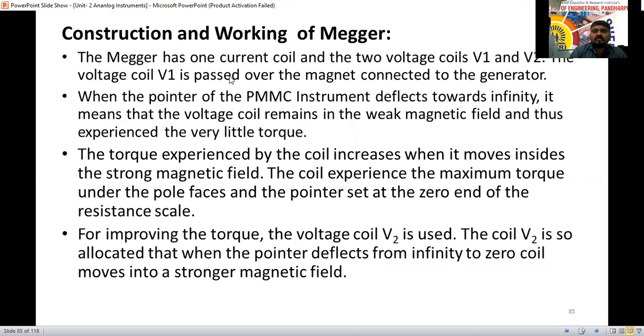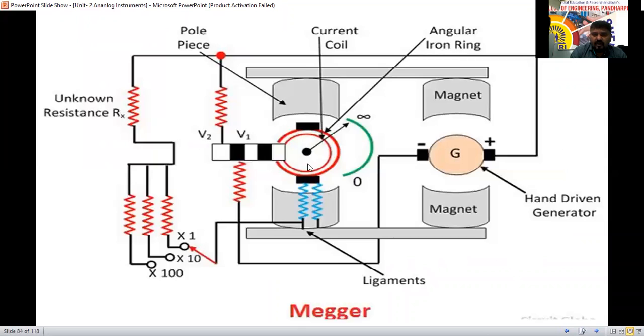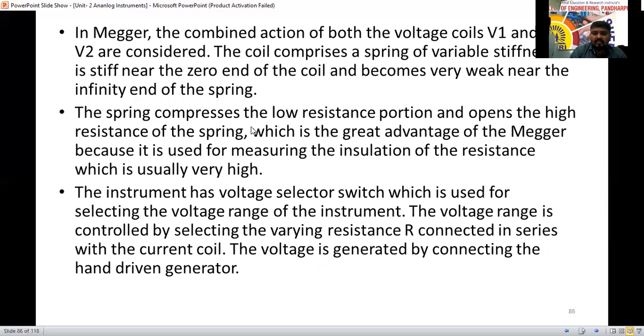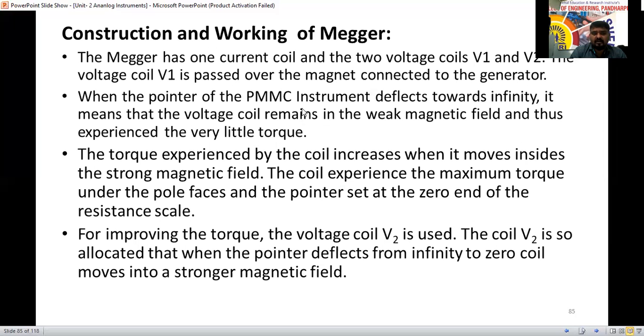The Megger has one current coil and two voltage coils, that is V1 and V2. This is the current coil we are using, this one is V1 and this is V2. V1 and V2, two voltage coils are there. So voltage coil V1 is passed over the magnet connected to the generator here. V1 is passed over to the magnet connected to the generator.